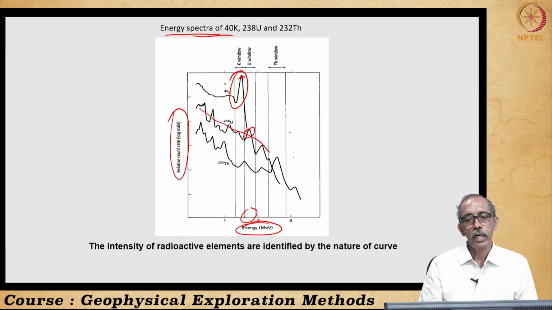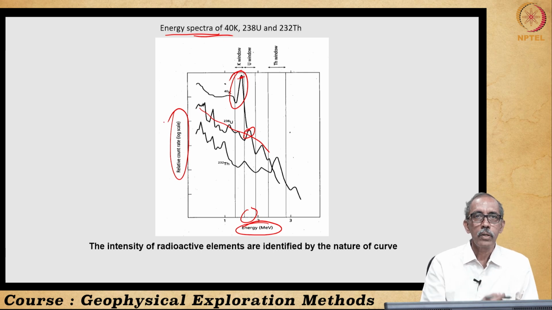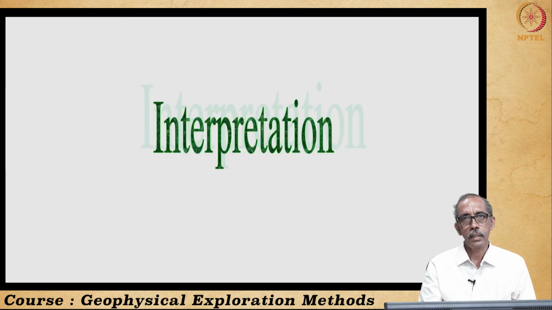So, the intensity of radioactive elements is identified from the nature of the curve, which we can create by plotting the energy level with respect to the count rate, right. The gamma ray spectrometer is thus capable of producing this energy spectra, using which we are able to understand the concentration of radioactive elements below the surface of the earth, right.